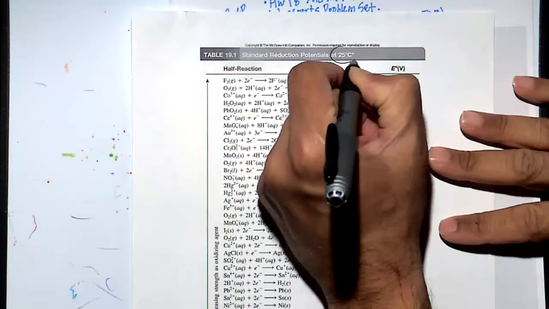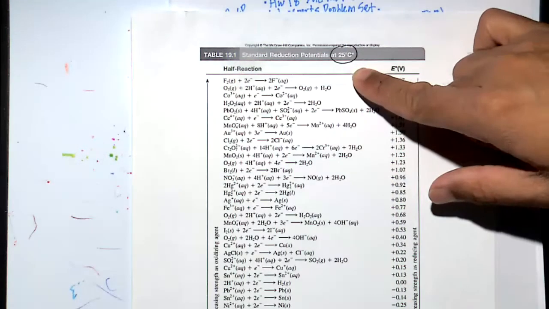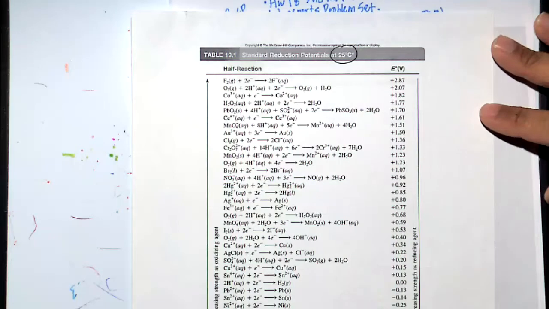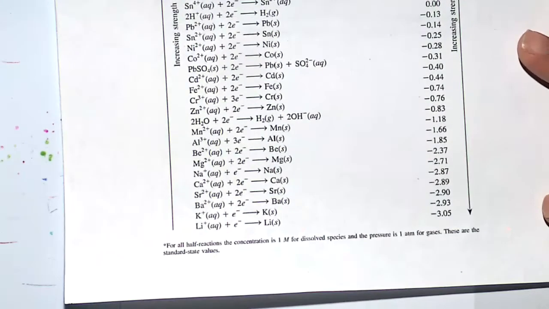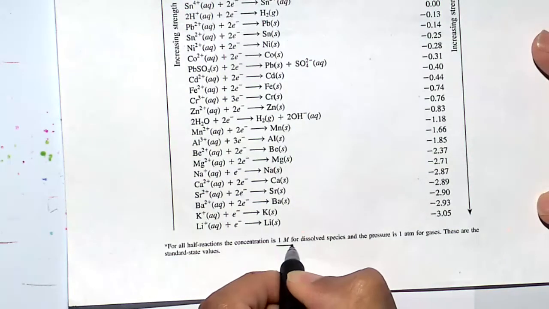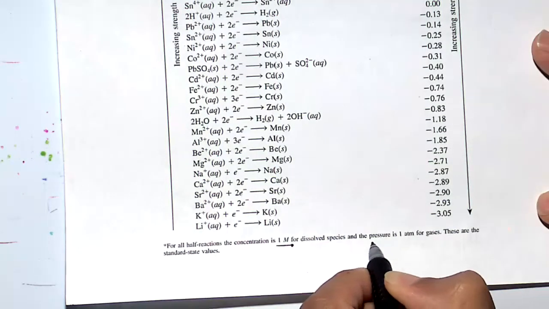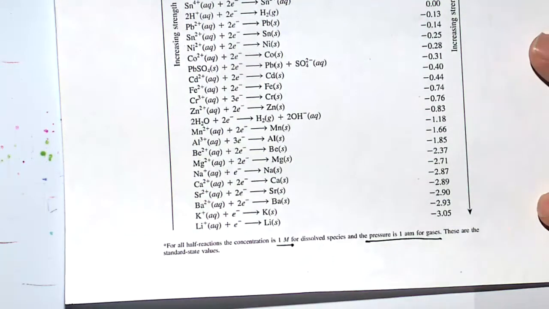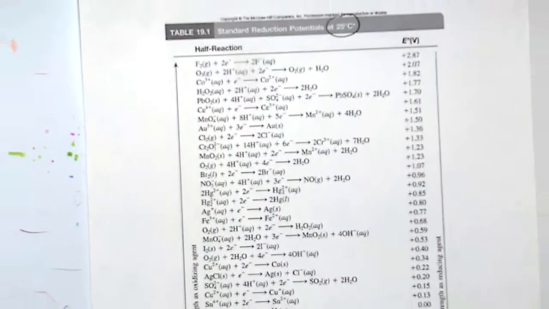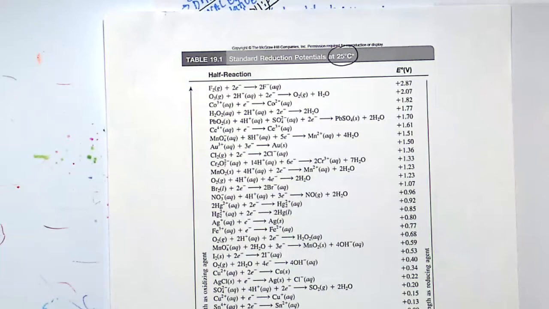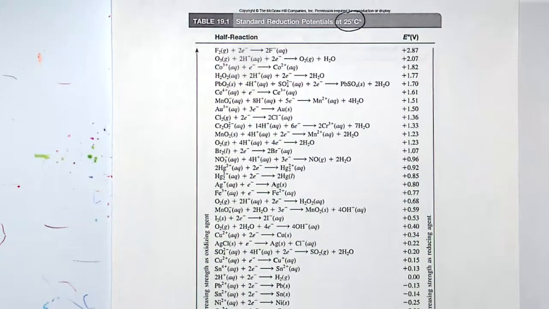First of all, this is standard state. Standard state, 25 degrees, all the way down at the bottom here. Standard state, 1 molar. Everyone see that bottom footnote? And 1 atmosphere for gases. So all these voltages are at standard state. Important point number 1.